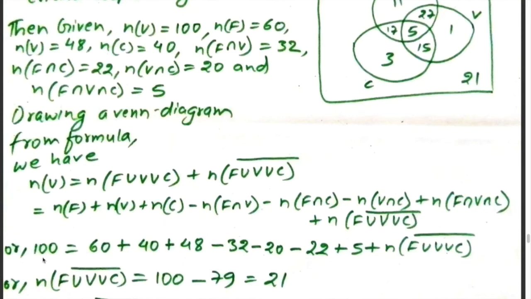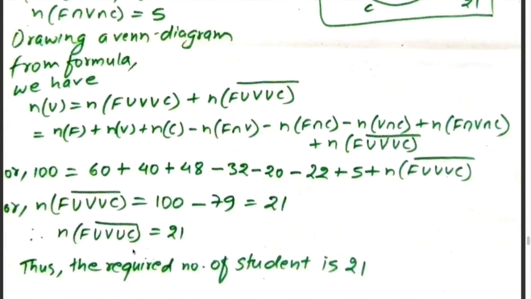From the Venn diagram also we can see 100 is n(U), 60 is n(F), 48 is n(V), 40 is n(C), 32 is the intersection of F and V, 22 is the intersection of F and C, 20 is the intersection of V and C, and 5 is the intersection of all three. But the complement is not provided, so let's find the complement of F ∪ V ∪ C. It equals 100 minus 79, after adding and subtracting all these numbers we get 79, so 100 minus 79 is 21.